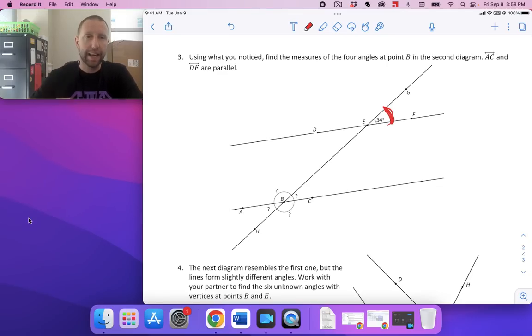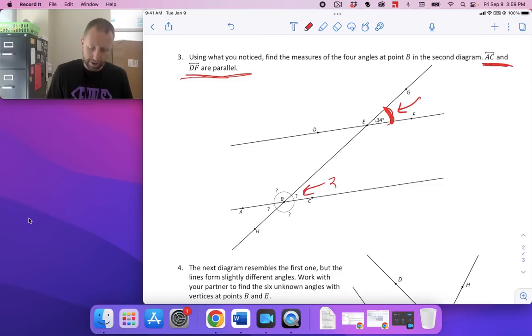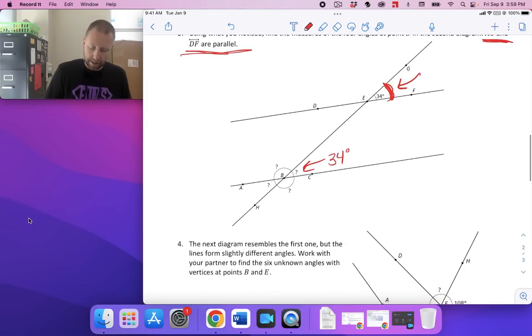Okay, now they gave us an important piece of information here. Line AC and line DF are parallel, meaning that line GH, that's this line right here, is gonna cut through both of those at the same angle. Okay, so if that's a 34-degree angle they gave us right here, that means this is also going to be a 34-degree angle. And again, you could use your patty paper and translate that down and see that. Yeah, this is the same angle. Okay, this is 34 also.